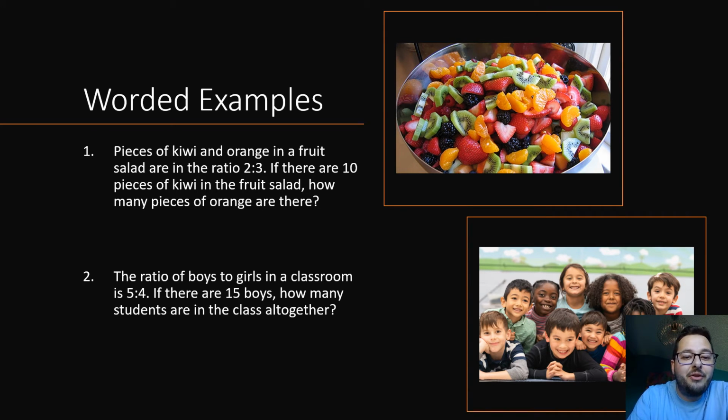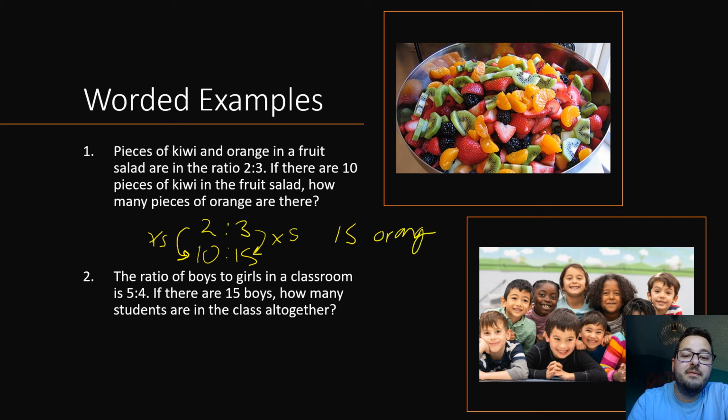Alright, so if we just write out the ratio again, kiwi to orange was 2 to 3. But in the fruit salad, there are 10 pieces of kiwi, so I'll write 10 underneath the 2, because that was the kiwi. Now, this has been scaled up, so how has it gone from 2 to 10? Well, it's been timesed by 5, so to make this equivalent we want to times 3 by 5 as well, and 3 times 5 is 15. So this is 10 to 15, which means there are 15 orange pieces.